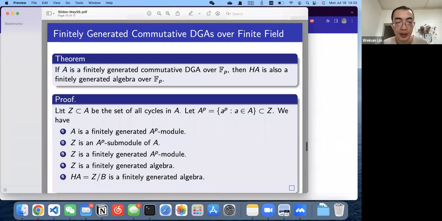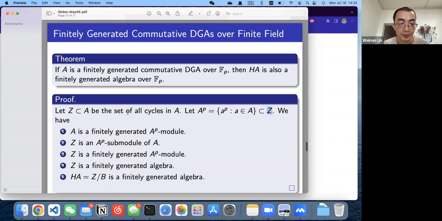The proof is actually not very hard. So let Z be the set of all cycles, and let A^P be all the P powers inside A. Actually, they are cycles because we are working over prime P. Therefore, all powers of P are cycles in this DGA. Okay, so consider the P powers inside the cycles.